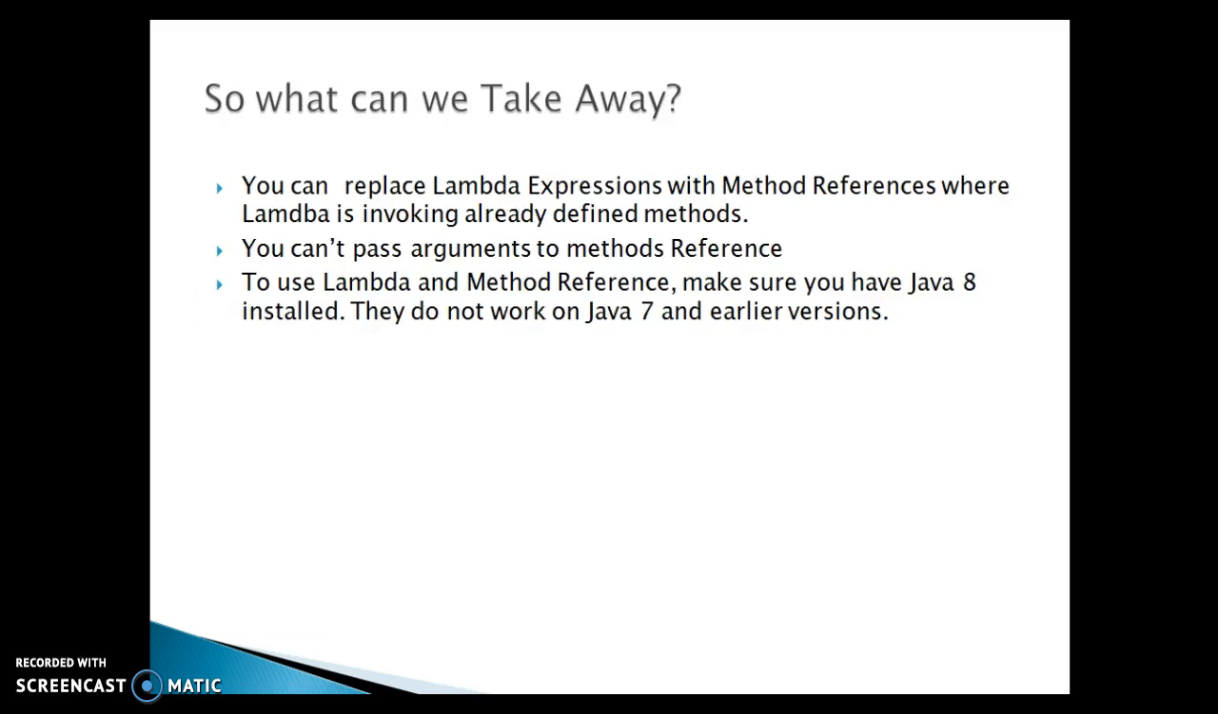Now when you use method references, there are some things you need to keep in mind. There are certain limitations. The first limitation: you can replace a lambda expression with a method reference where the lambda is invoking an already defined method, right? Now you cannot pass arguments to a method reference. When you call a method reference, you cannot pass any arguments. That's the limitation. To use lambda and method reference, make sure you have Java 8 installed on your machine. They do not work on Java 7 and earlier versions. So these are the points you need to keep in mind with respect to method reference.